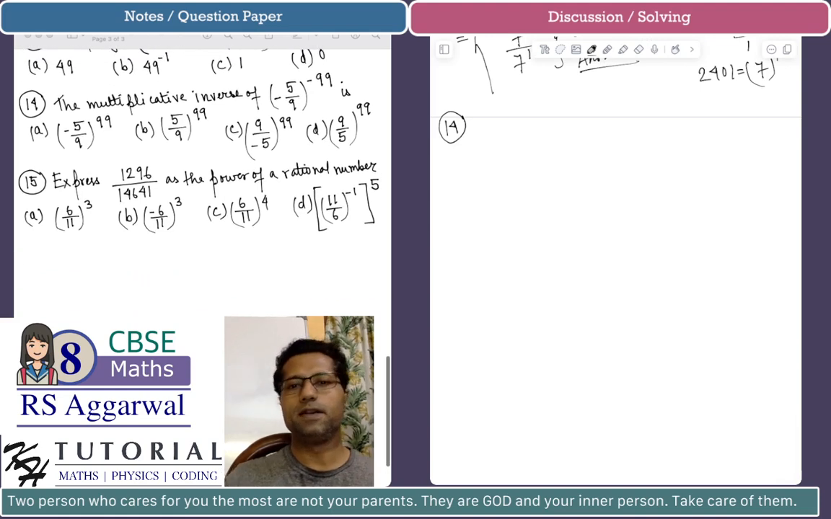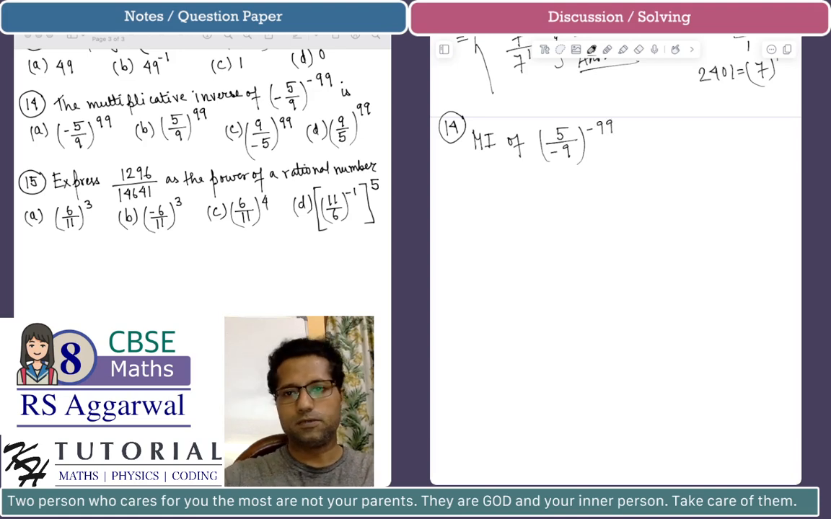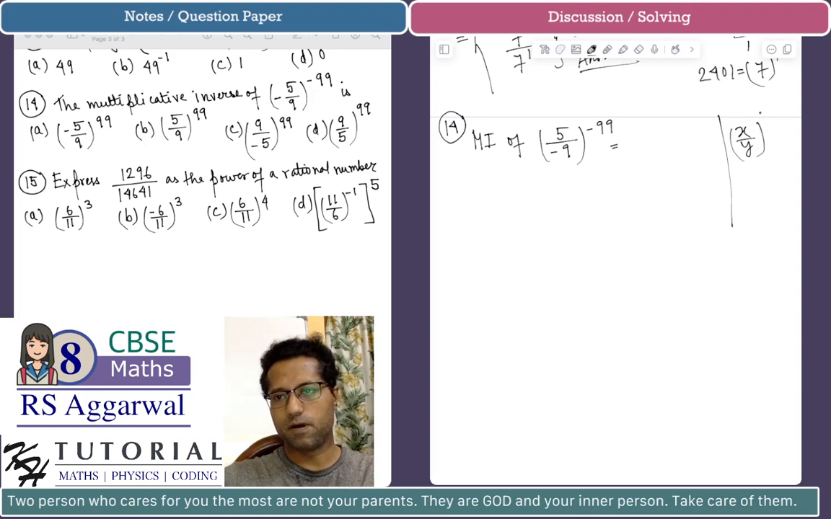We have to find the multiplicative inverse. In short, I am writing MI. Do not think this is Mission Impossible. This is multiplicative inverse. The multiplicative inverse of 5 by minus 9 whole raised to the power minus 99 is nothing but, you know that if you have something like x by y, where x by y is a rational number, we have some power m, whatever, that m could be positive or negative.